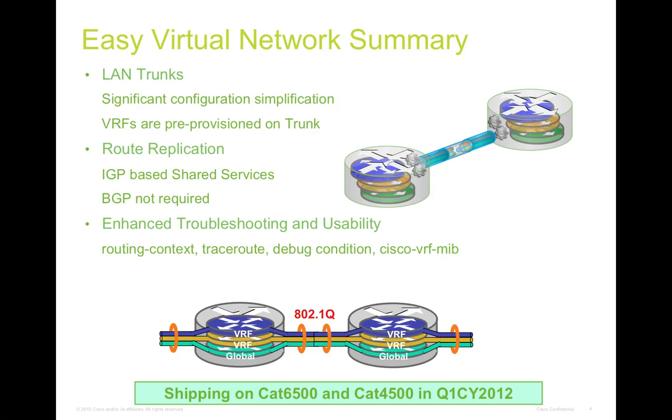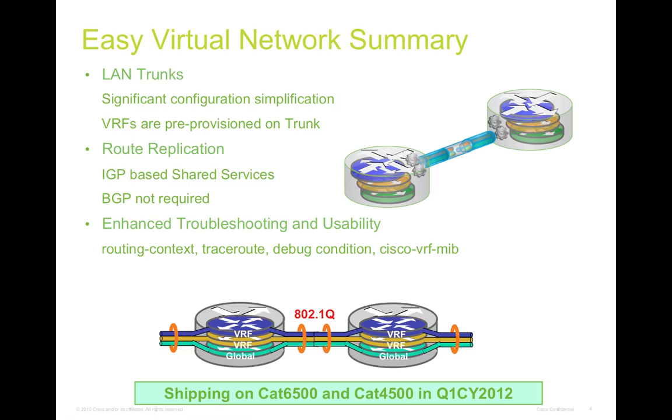So Easy Virtual Network, in summary, really shines on your LAN trunks. Again, there's a significant simplification in the configuration because the VRFs are pre-provisioned on each trunk. In addition, the shared services and route replication can now be accomplished via an interior gateway protocol such as EIGRP or OSPF, and BGP is not required.